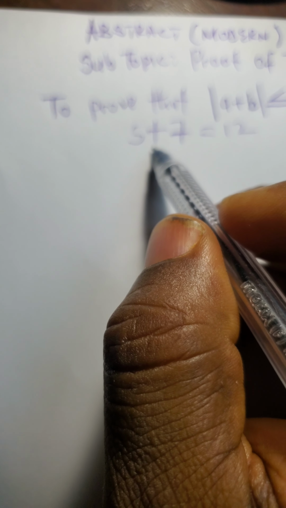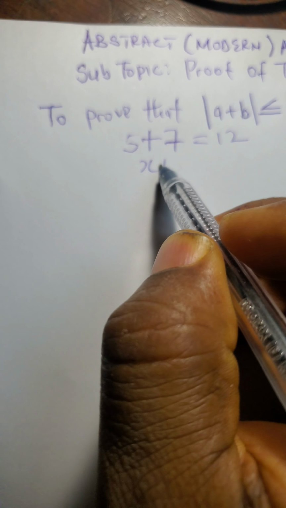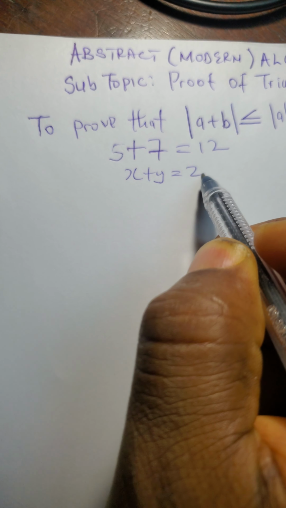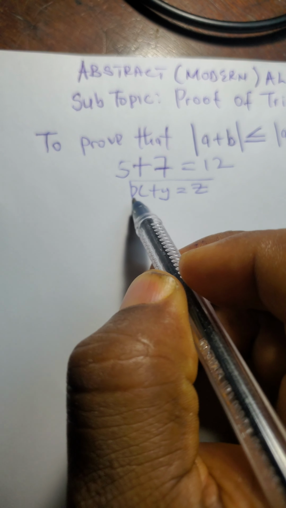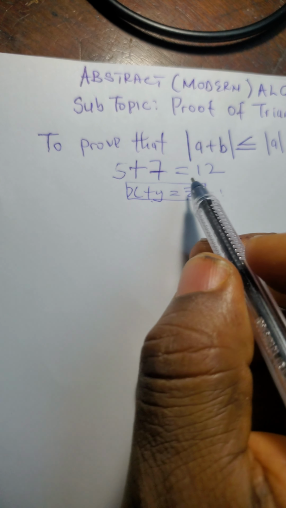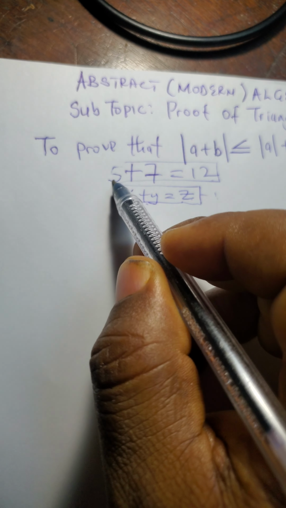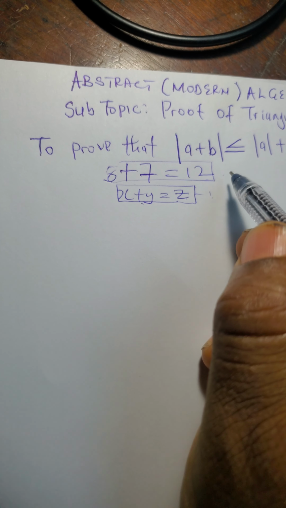Like for instance, everybody knows that 5 plus 7 will give us 12. But there is a kind of mathematics whereby instead of using numbers, you use letters. Like for instance, x plus y is equal to z. In this case, we are in the realm of algebra because we use letters instead of numbers. When we use numbers like this, that is called arithmetic.